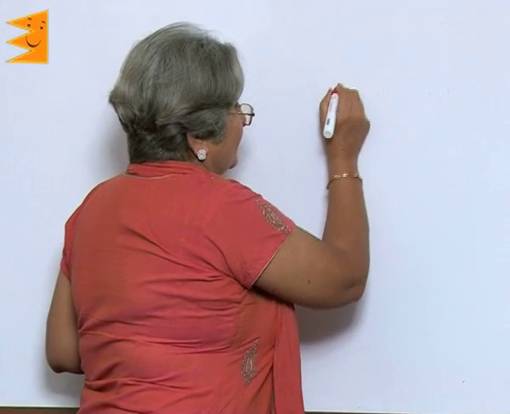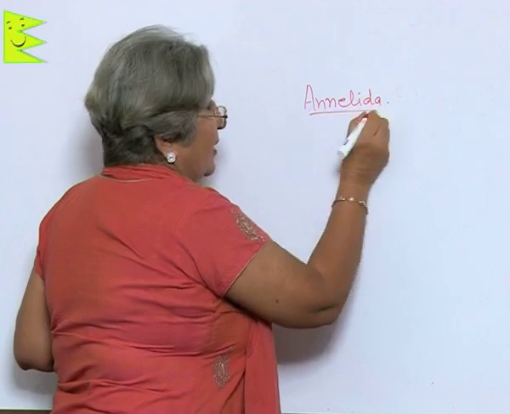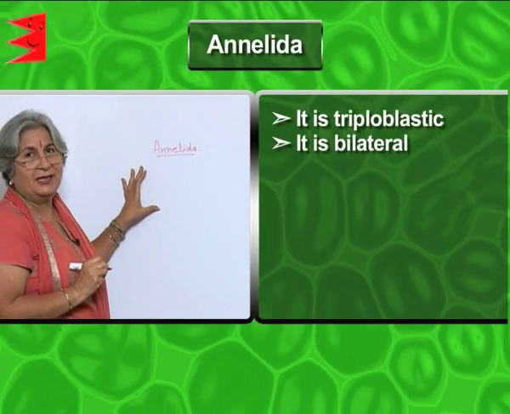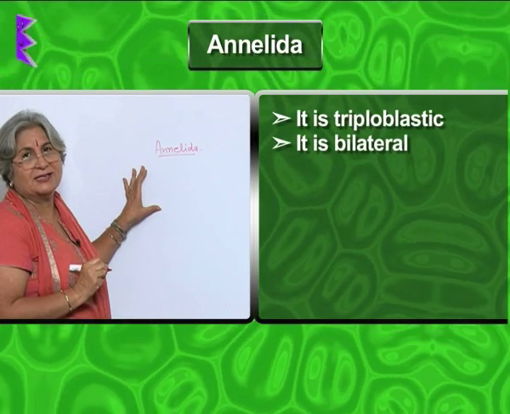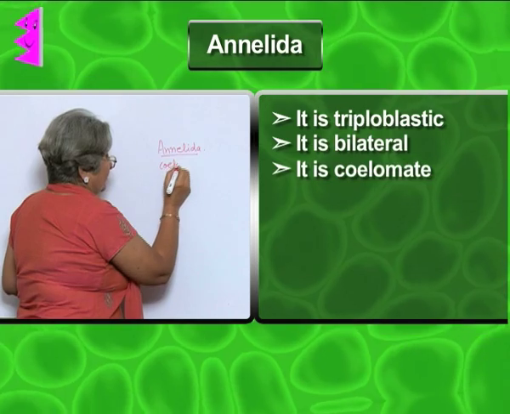Now the rains are about to start, and along with the rain, which animal will come out of the soil? The earthworm. The earthworms are included in Annelida. Along with being triploblastic and bilateral, in the case of Annelida, there is a well developed coelom. So it is coelomate.